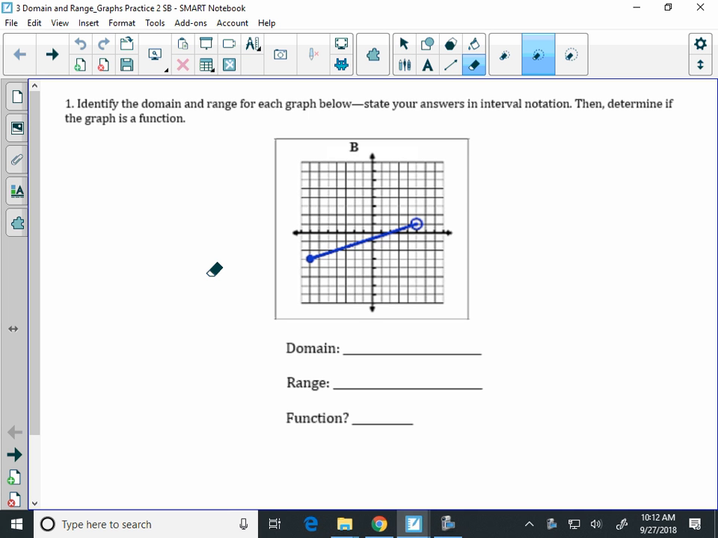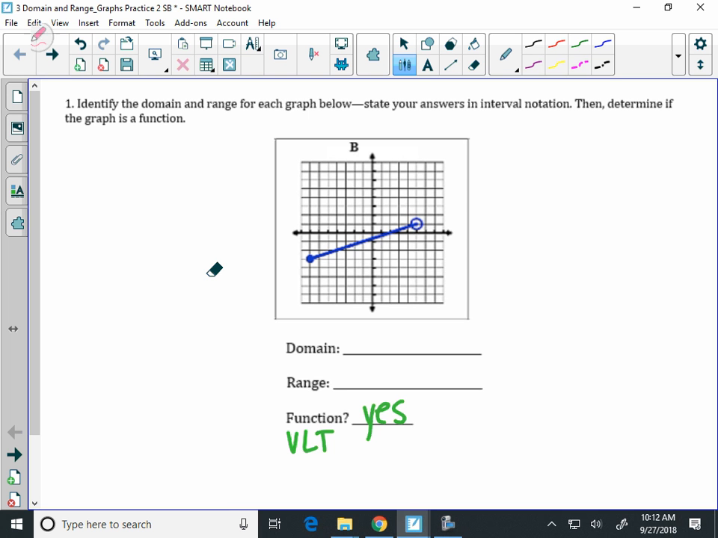Alright, so we're going to decide whether this graph is a function and then determine the domain and range. So here I have a linear graph. I'm going to check if it's a function first. And remember, you always want to check using the vertical line test. So if I drew a vertical line through this graph, it would only cross one time. That means it passes the vertical line test, and this graph is a function.